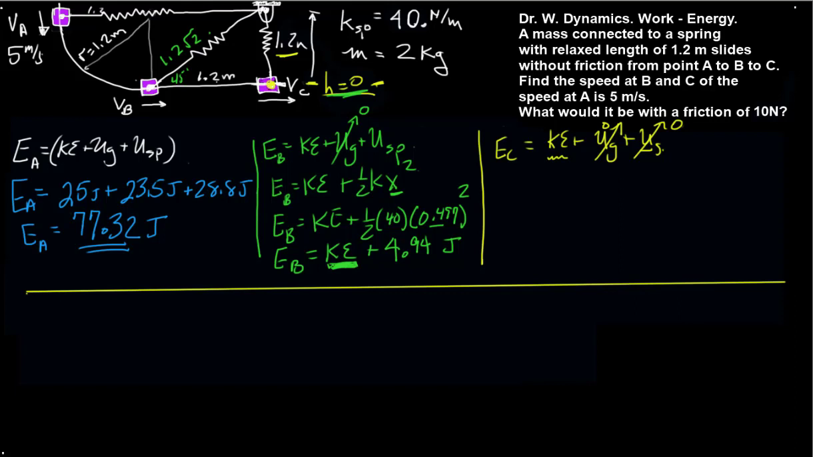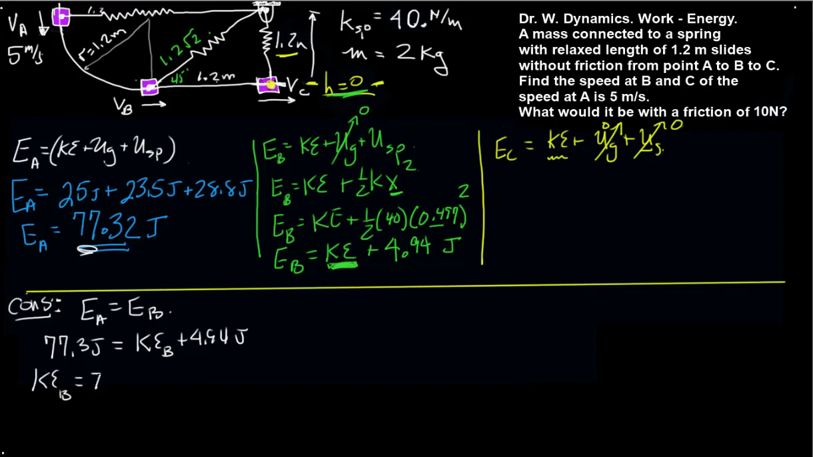Let's solve for this. So it's a conservative system. Therefore, energy at A has to equal the energy at B. We're not losing any of it. At A, we have 77.3 joules, and that's the kinetic energy at B plus 4.94 joules. Therefore, the kinetic energy at B will be 77.3 minus 4.94, which is 72.4 joules. And therefore, we can now solve for the velocity at B, since the kinetic energy is 1/2 mv squared.